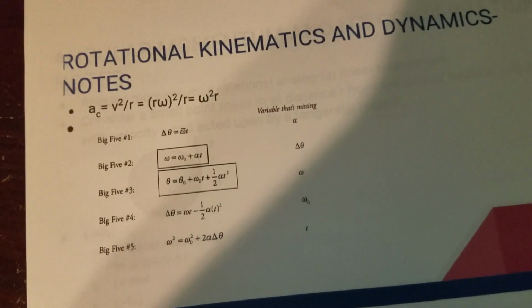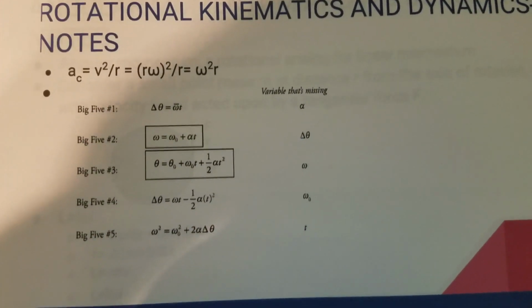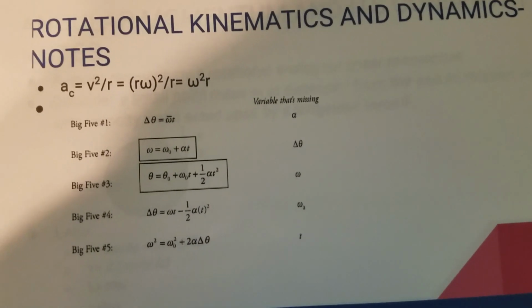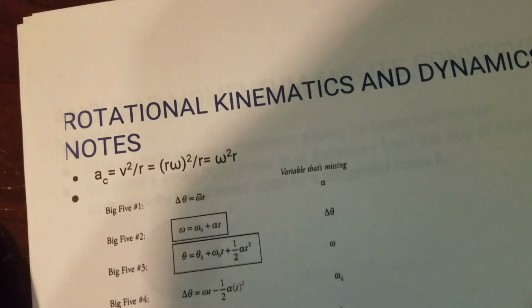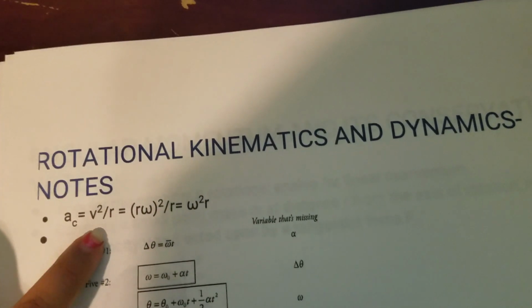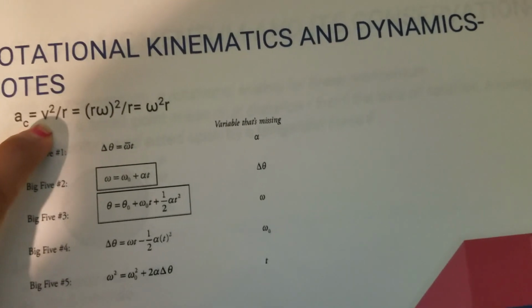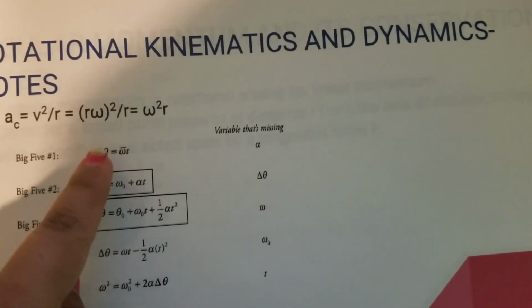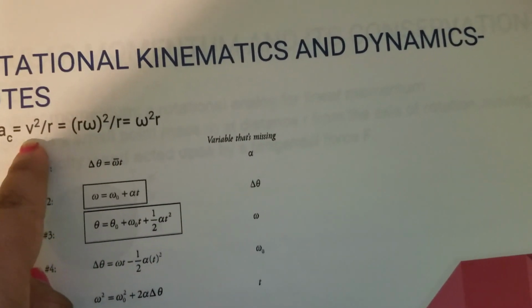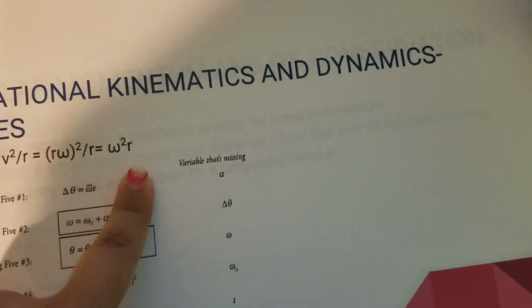So another formula you need to memorize is omega squared times r, which is equal to centripetal acceleration. You should know that centripetal acceleration is equal to v squared over r, and to make it rotational kinematics, we talked about how v is equal to radius times the angular velocity, so you just plug that in for v, and that's how you get this equation.